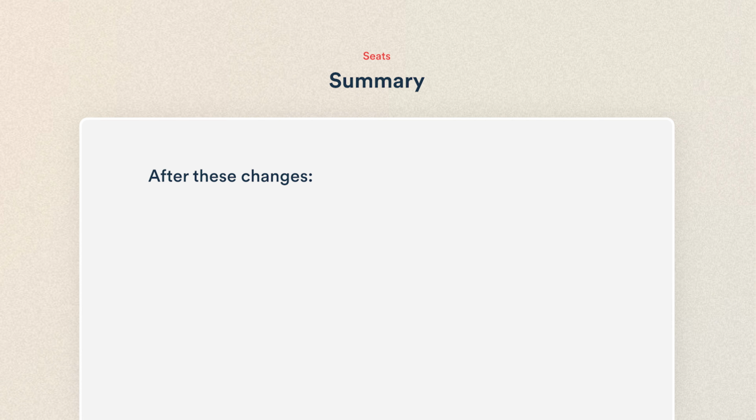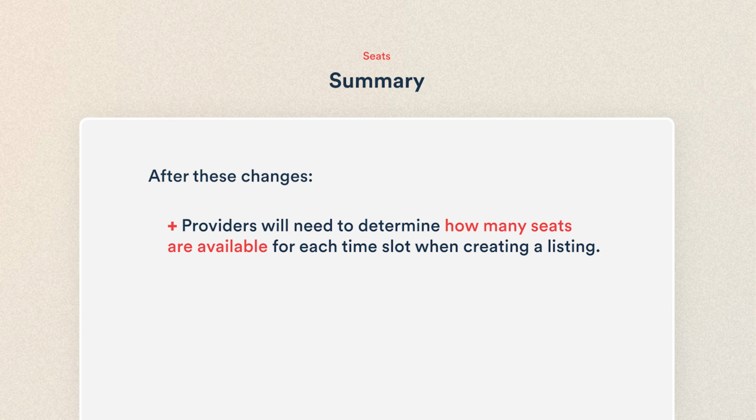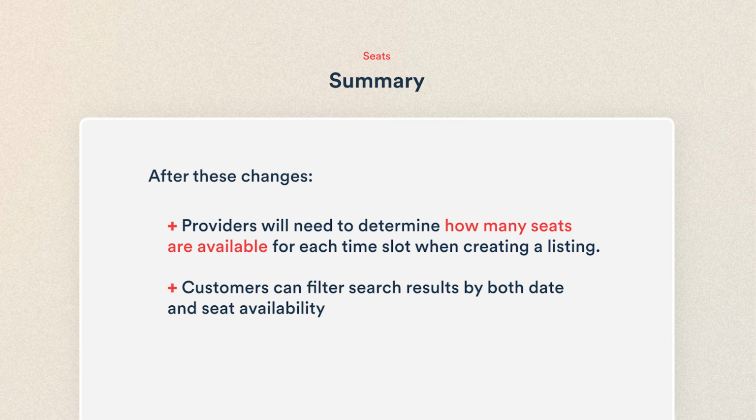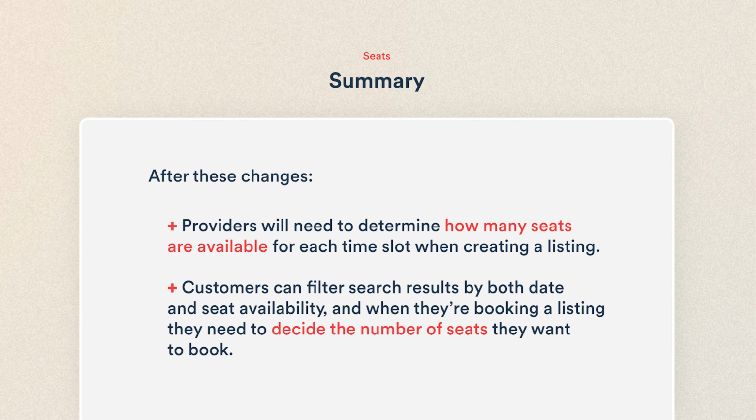After making these changes, providers will need to determine how many seats are available for each time slot when creating a listing. Customers can filter search results by both date and seat availability, and when they're booking a listing, they need to decide the number of seats they want to book.